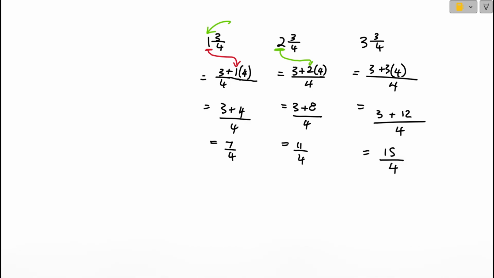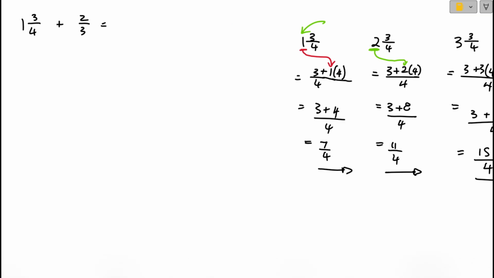Okay, so I hope you understand now how we can convert these mixed numbers to an improper fraction, right? An improper fraction is when you see that the numerator is much larger than the denominator. Okay, so if I were to rewrite this mixed number over here into an improper fraction, we already worked it out to be 7 over 4. Okay, and plus 2 over 3.